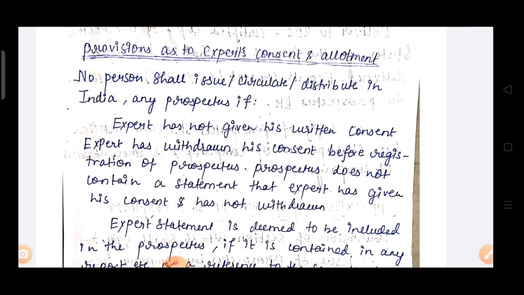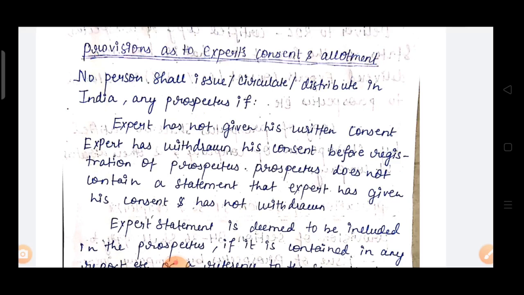Okay, read this from the beginning. No person shall issue, circulate, distribute in India any prospectus if the first bullet is the expert has not given his written consent, the second bullet is the expert has withdrawn his consent before registration of the prospectus. So the first bullet is the expert has not given his consent, the second one is the expert has given his consent but before registration of the prospectus the expert has withdrawn his consent. So ultimately it means the expert has not given his consent in the second one too.